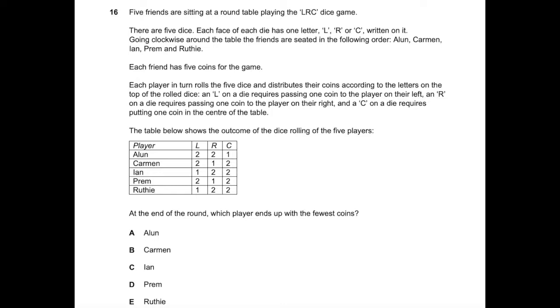The correct answer is A, because of the following. To solve this problem, it is first necessary to work out where the players are sitting relative to one another. The order goes clockwise round the table. Going clockwise from Alan to Carmen means that Carmen is on the left of Alan. Therefore, after one round Alan has the fewest coins. Thus option A is correct.